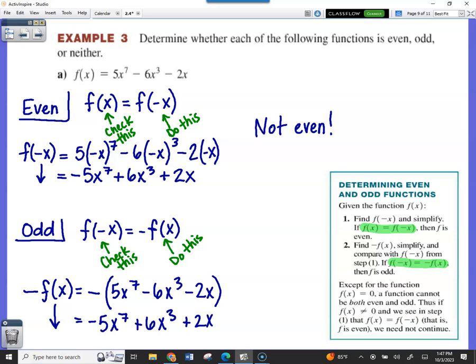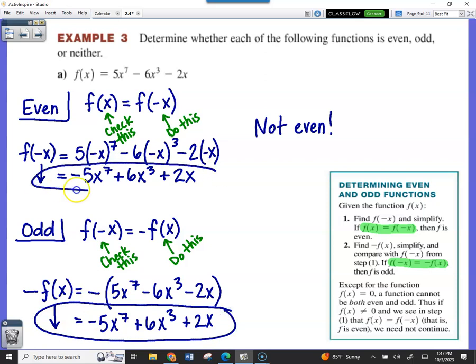And then now, you don't check it with f. Look at the formula. It says check it with this one, f of negative x. Well, that was up here. So does this match this? Yes. So it has odd symmetry, which means if you graphed it and turned it upside down, you'd have the exact same image.